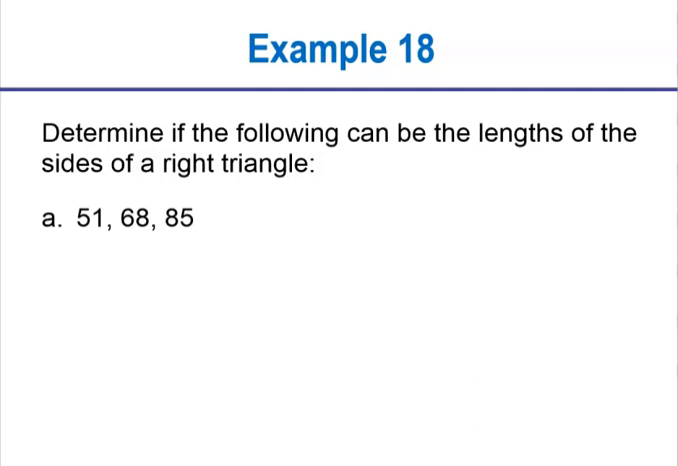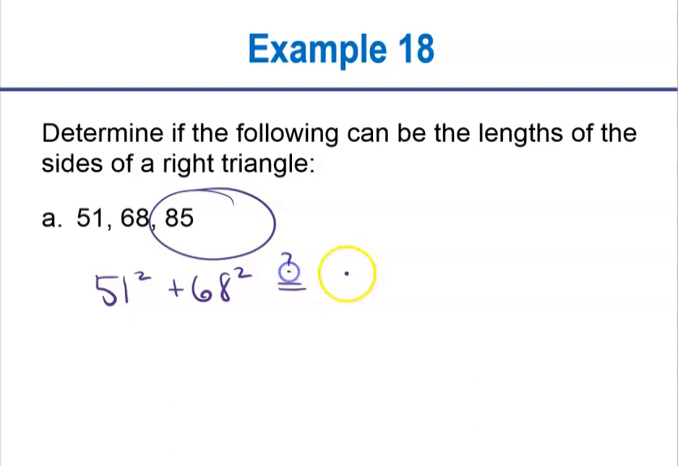So I know I have side lengths of 51, 68, and 85. Now, which one might be the hypotenuse? Well, remember, it has to be the longer one. Okay, so the longer side has got to be the hypotenuse. So we're going to check if 51 squared plus 68 squared really equals 85 squared. That's all we have to do.